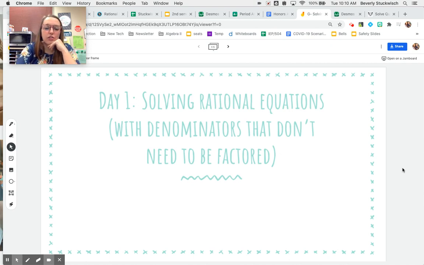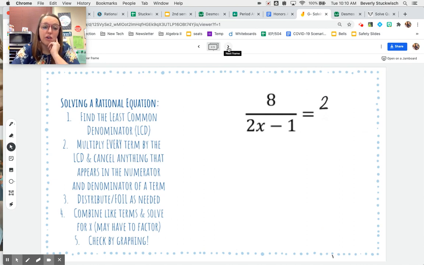Hello. So today we're going to solve rational equations. So we're going to solve equations that have x in the denominator. Up until this point, we've been simplifying rational expressions. So two or more rational functions being added, subtracted, divided, multiplied together, but they weren't equal to anything. So we couldn't solve for x.